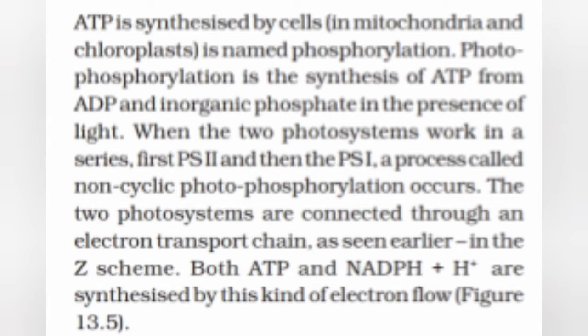When the two photosystems work in series, first PS2 and then PS1, the process is called non-cyclic photophosphorylation. The two photosystems are connected through an electron transport chain as seen earlier in the Z scheme. Both ATP and NADPH are synthesized by this kind of electron flow. Let us see the flow of electrons in figure 13.5.